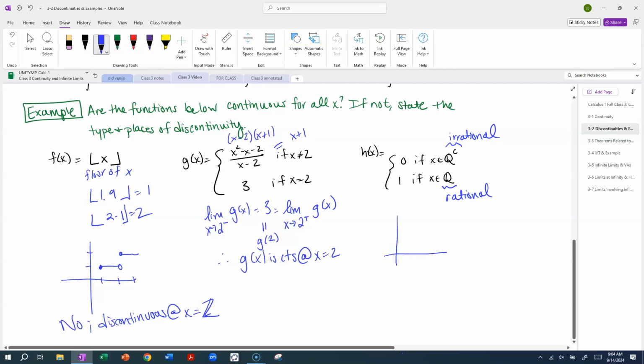And so this one, you can imagine it's going to look a little wonky. If we try to visualize it, it's not going to be pretty, but it'd be something like we have infinitely many dots at 0 and 1. It looks a little wonky, but the point is, is it continuous? Well, no, it's jumping all over. So this is going to be very discontinuous. And it does say the type. So this is a jump discontinuity.